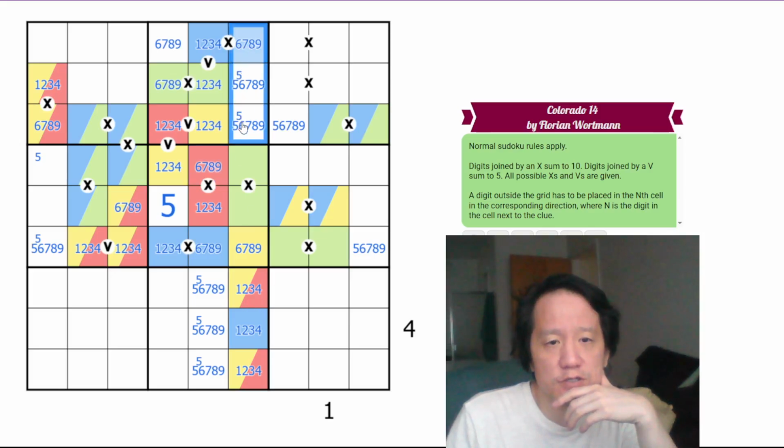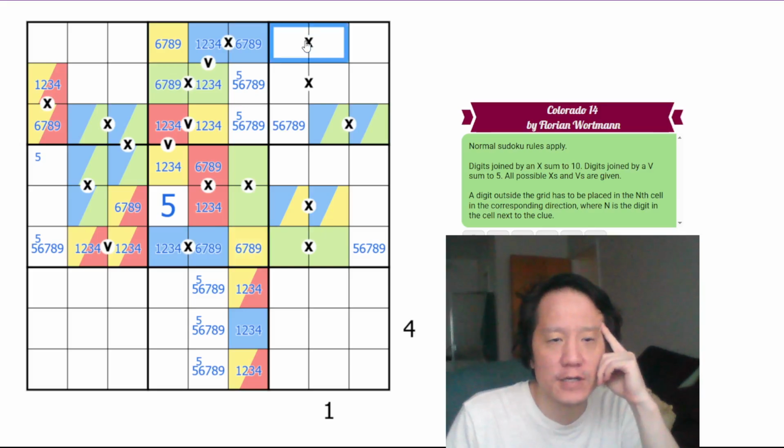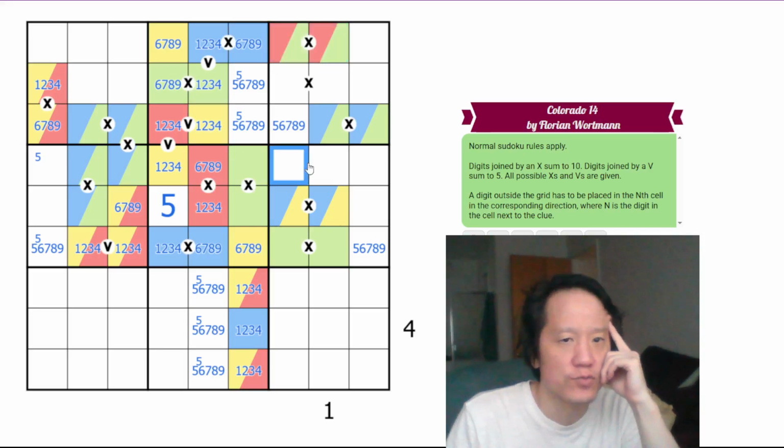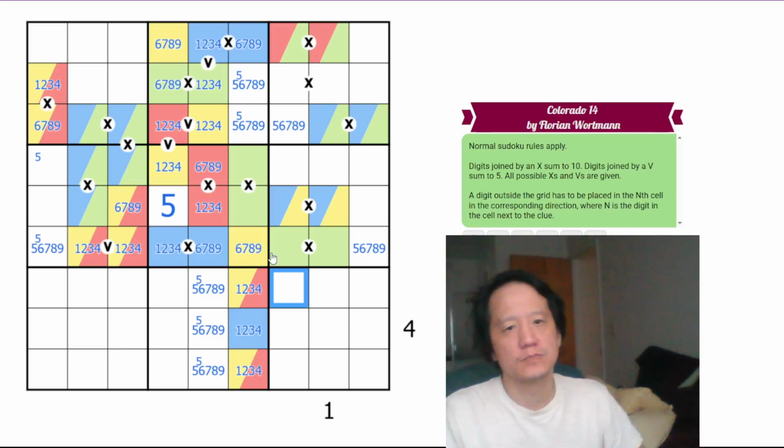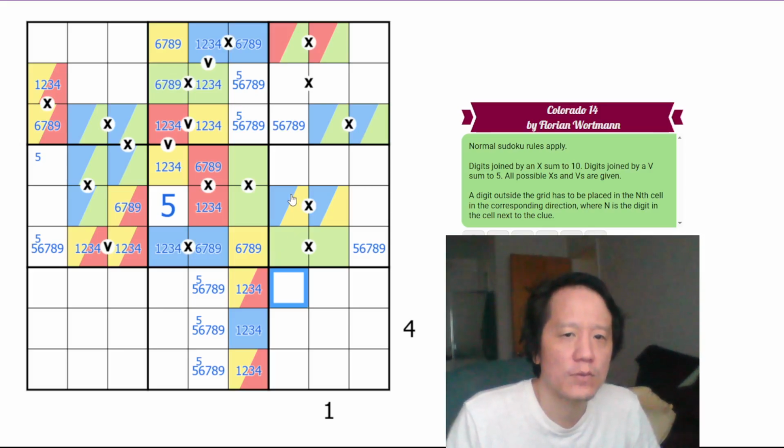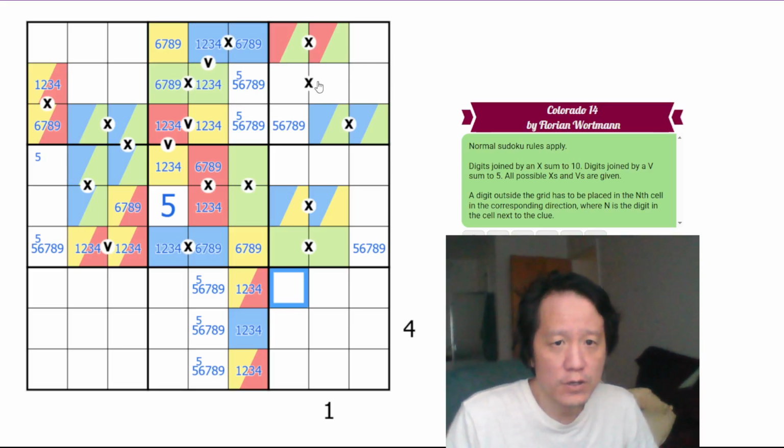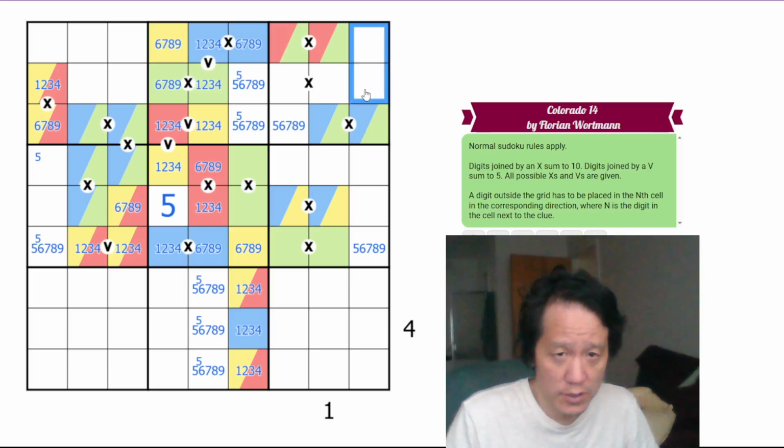What are the digits here? There's a 5 and there's a high red. So this can't be high red here. This must then be high yellow. Therefore, this can't be blue and it can't be yellow. It could be green or red here. We're not sure which. We know one of the lows has to be here.